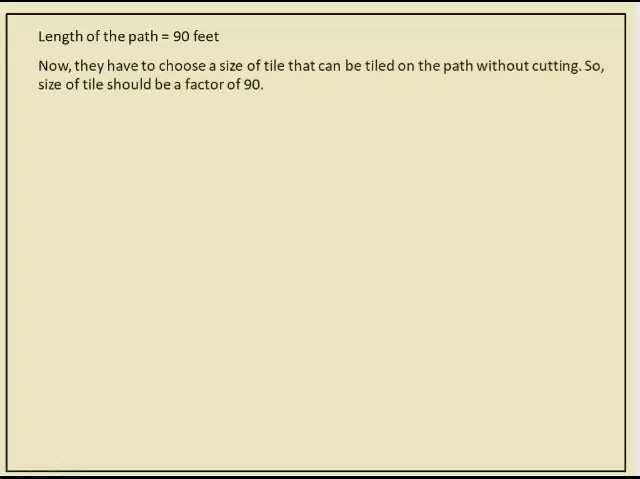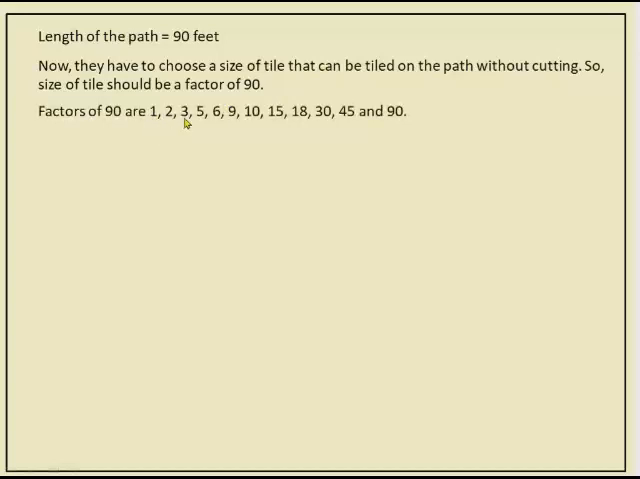Now, they have to choose a size of tile that can be laid on the path without cutting. The size of the tile should be, like before, a factor. If it is a factor, then they can lay without cutting. If it is not a factor of 90, then they cannot lay without cutting. So, first we have to find the factors of 90. What all are the factors of 90? 1 is a factor, yes.